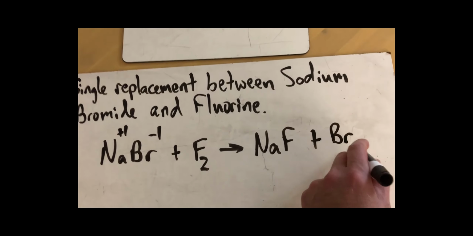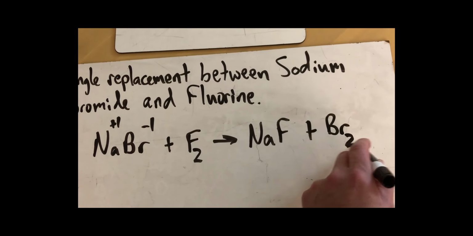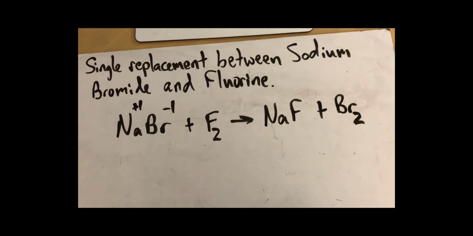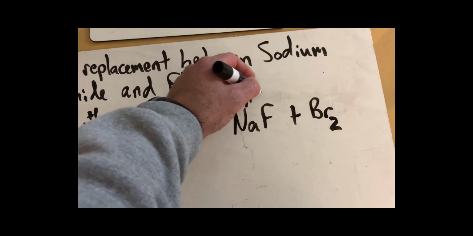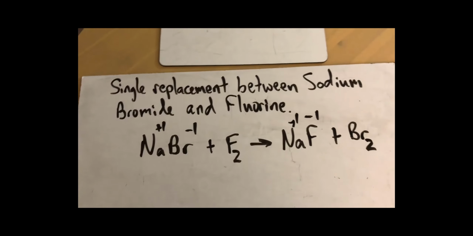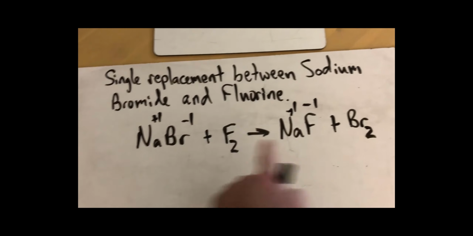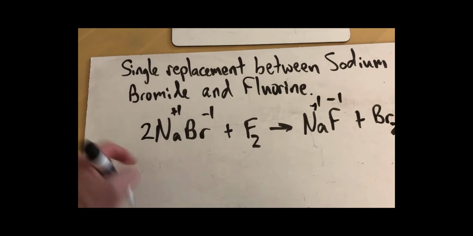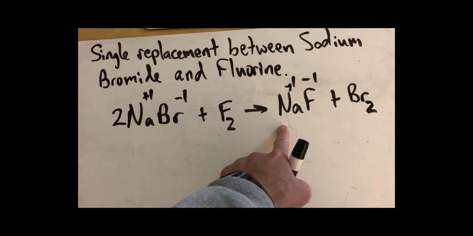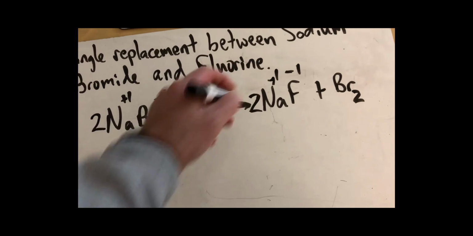Okay, and bromine is also a diatomic. Okay, sodium's a +1, fluorine's a -1. Okay, so now I just need to balance this. So I have 2 bromines over here, so I need to put in 2 in front of that, which I need to do over here to make sure that that is balanced anyway.